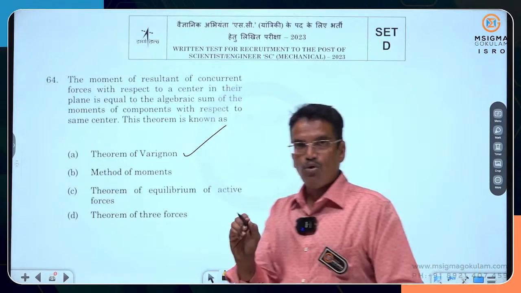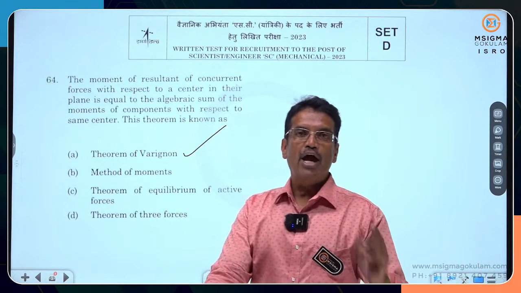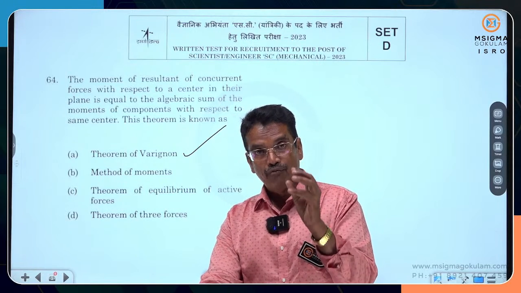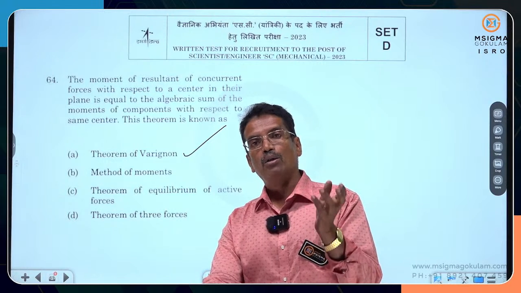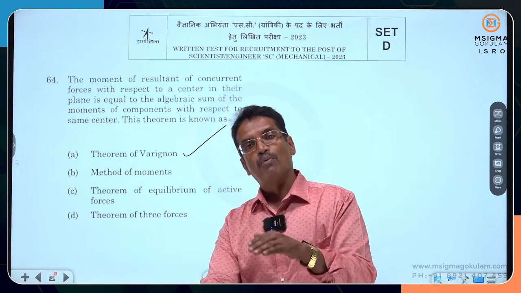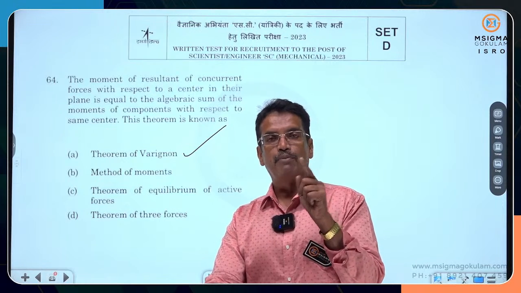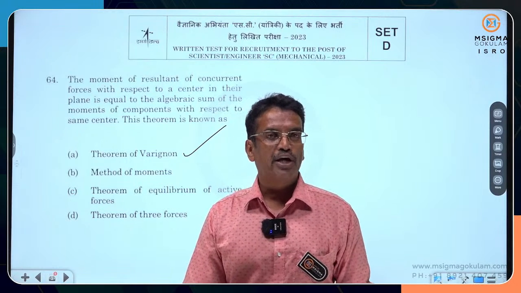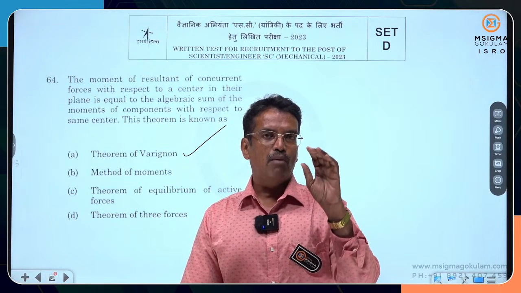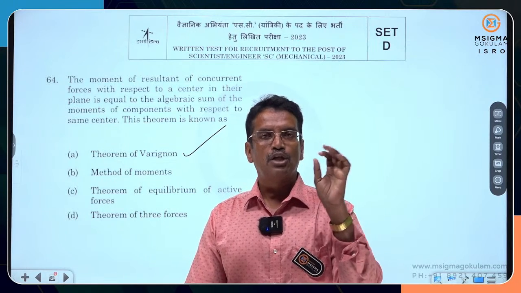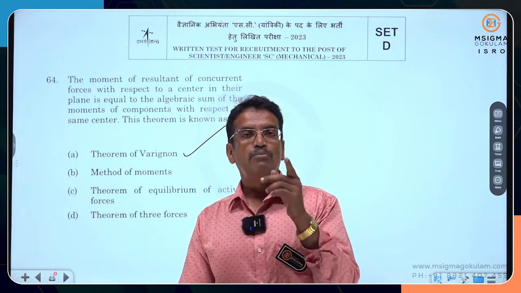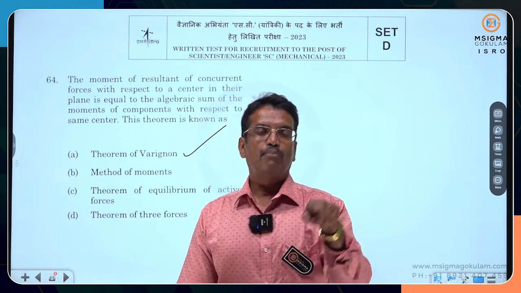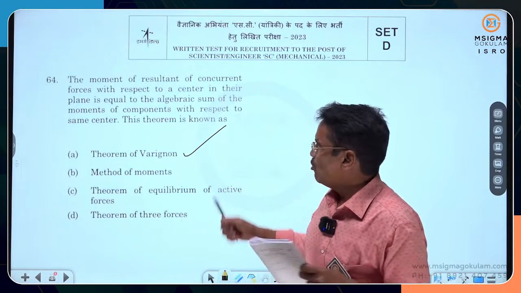Varignon's theorem states that the moment of a force about a point is equal to the algebraic sum of the moments of its components about the same point. I repeat the statement. This is a very famous theorem in engineering mechanics, particularly statics. The moment of a force about a given point is equal to the net algebraic sum of all the moments of the components of the force about the same point. That is known as Varignon's theorem.